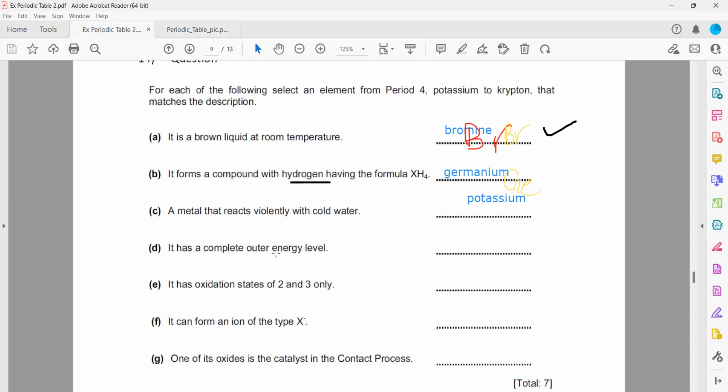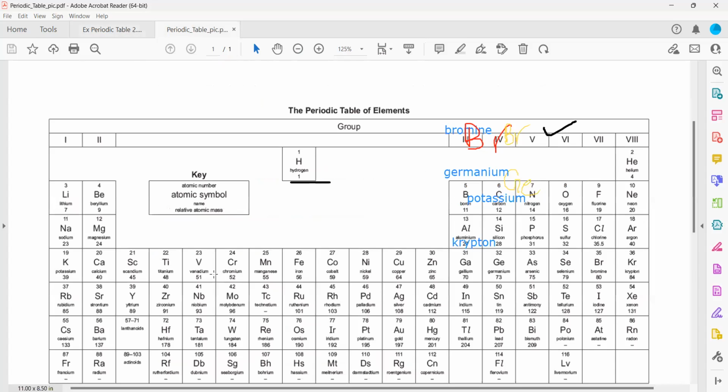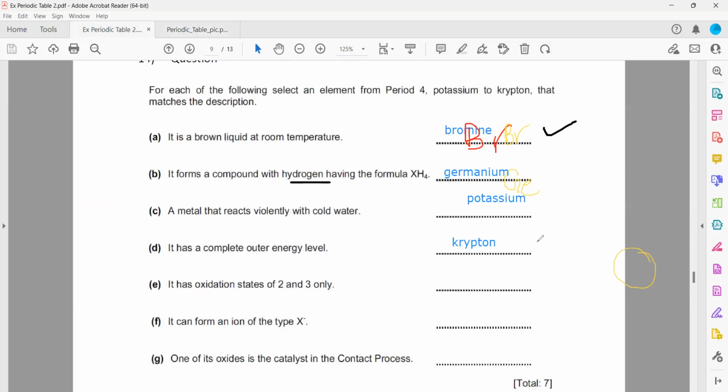It has a complete outer shell energy level. So which period 4, which group 8? So that is krypton. Yeah, so that was krypton.